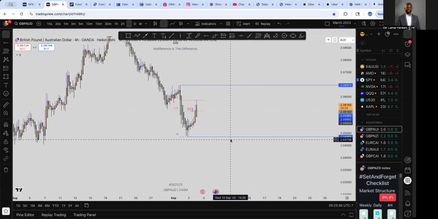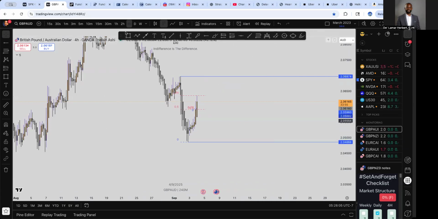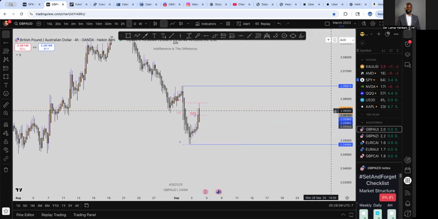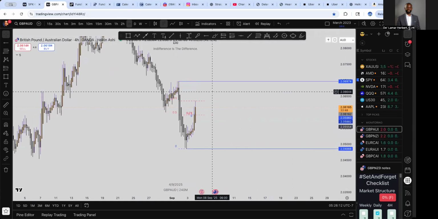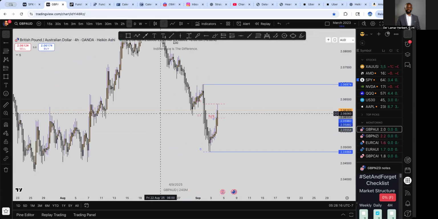Right, so this is GBPAUD. This is the trade I had for tonight. I took this trade before I went to sleep. It looked like a good setup, but let me show you. I did not win this trade. This is a loss, so I'm just showing this for learning purposes.